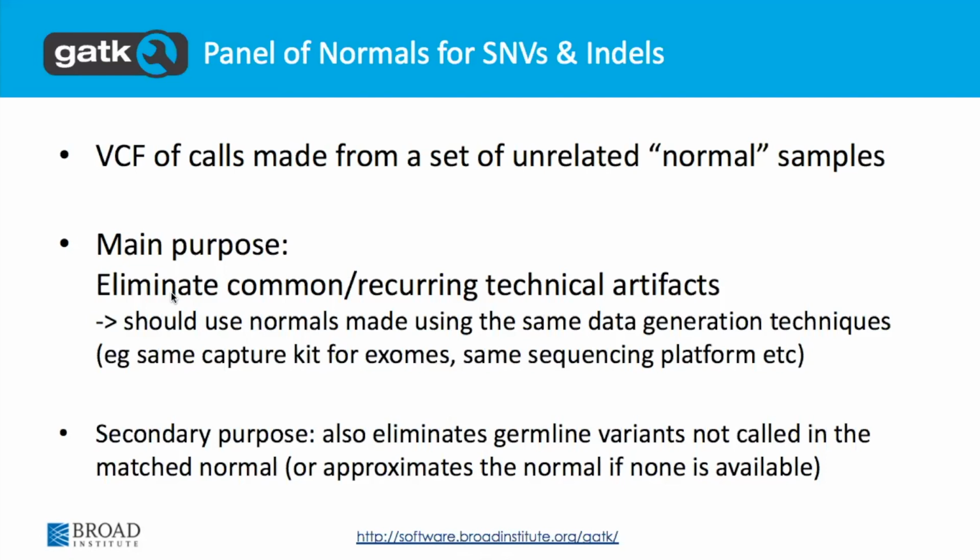Would it matter to have variable ploidy in the set of normals in the panel of normals? So you're saying in the case of non-model organisms, what do you mean by including variable ploidy? So if I have samples from species with different ploidies, or strains of different ploidies, would I combine them?